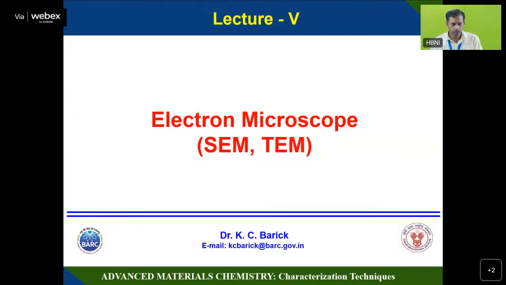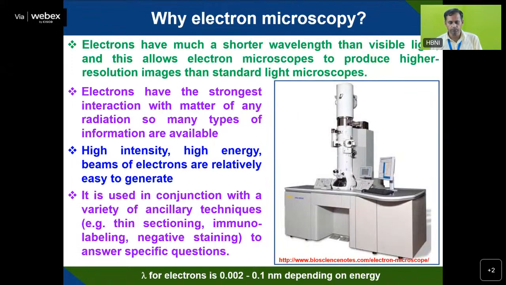Good afternoon. So today we will discuss electron microscope. I have discussed a little bit about electron microscope, basics of microscope and why we need electron microscope in the last lecture. So we'll see mainly two microscopes: one is scanning electron microscope and the other is transmission electron microscope. These two microscopes are generally used to see topological features as well as particle size, shape, morphology. Those types of information you can get by electron microscopy.